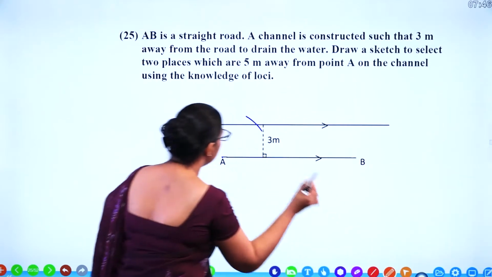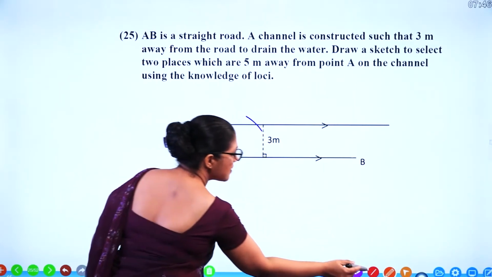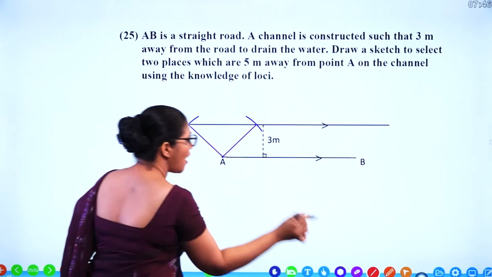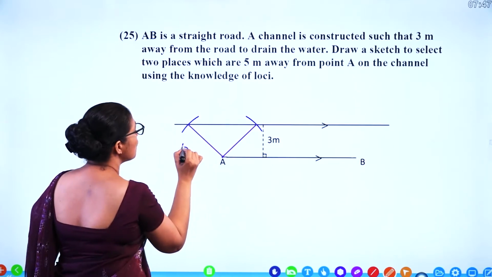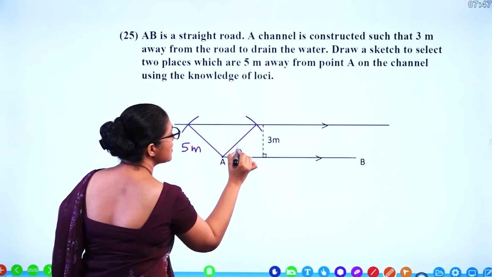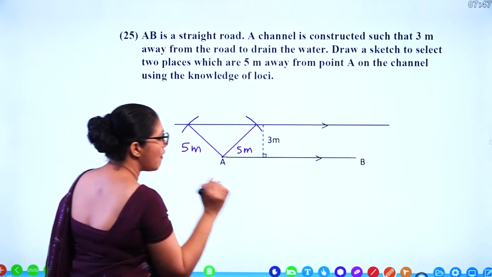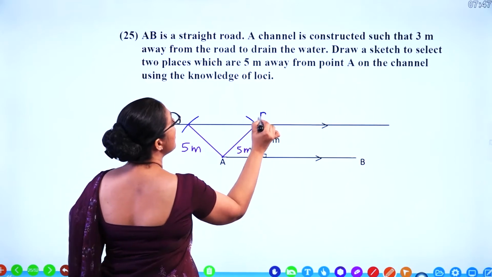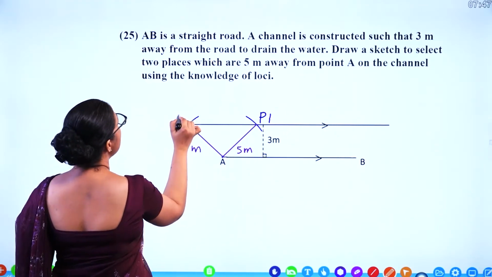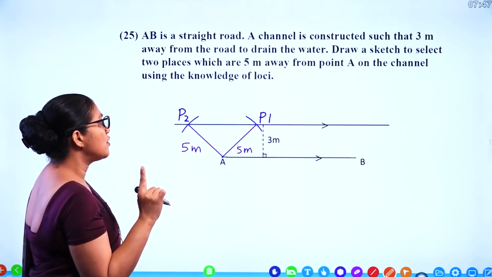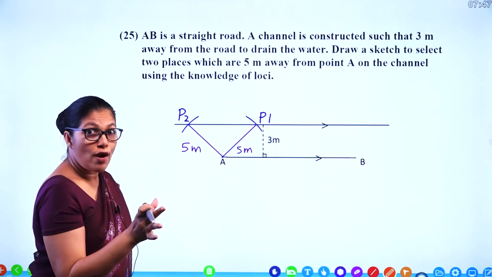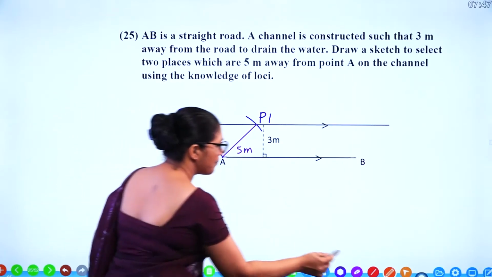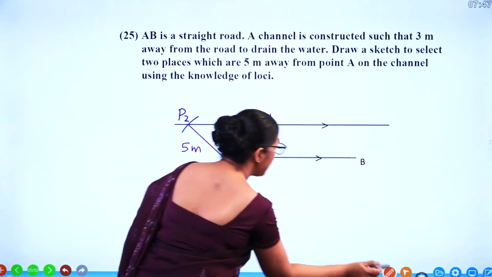That means this distance, from here to here and here to here, both are 5 meters, not centimeters. These 2 lengths are 5 meters. So what are the 2 places? I'll put P1 and P2. You have to get 2 places when you draw a circle with 5 meter radius. So 2 marks for identifying that.